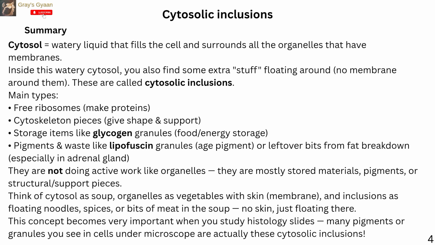Now let's recapitulate this concept. Cytosol means watery liquid that fills the cell and surrounds all the organelles that have membranes. Inside this watery cytosol, you also find some extra stuff floating around, no membrane around them. These are called cytosolic inclusions. Main types: free ribosomes, cytoskeleton pieces, storage items like glycogen granules, pigments and waste like lipofuscin granules.